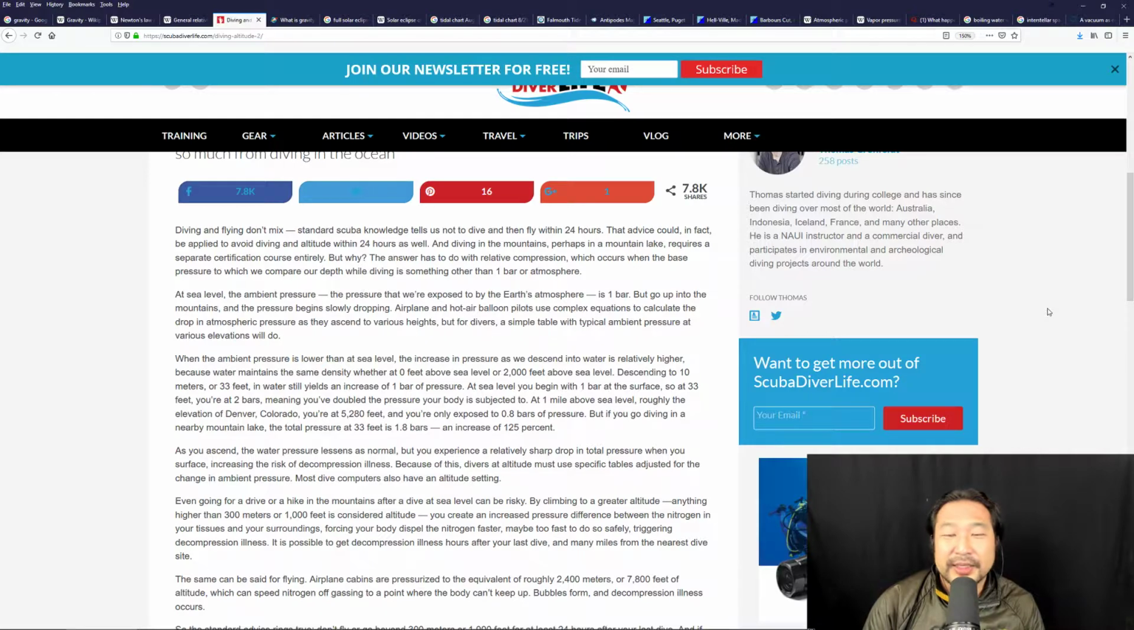So they say at sea level you begin with 1 bar at the surface. When you go down about 33 feet, you're going to be at 2 bars of pressure, because it's just the density of water. Now, the density of water doesn't change whether you're at sea level, below sea level, or above sea level. So if you're a mile above the surface, instead of being at 1 bar of pressure, you're at 0.8 bars of pressure. But if you go down 33 feet, you're at 1.8 bars. So you still have 1 bar differential.